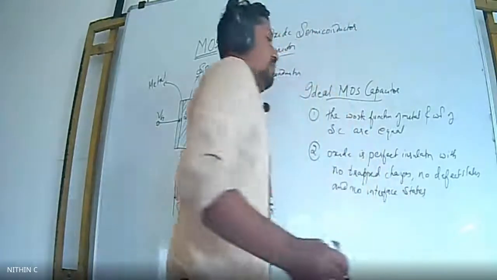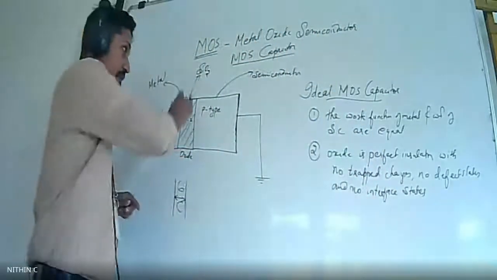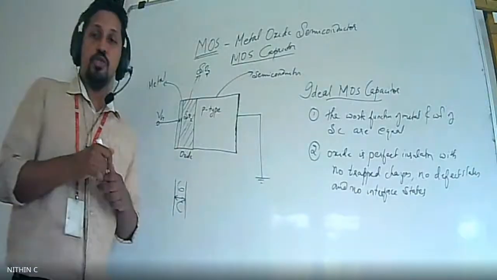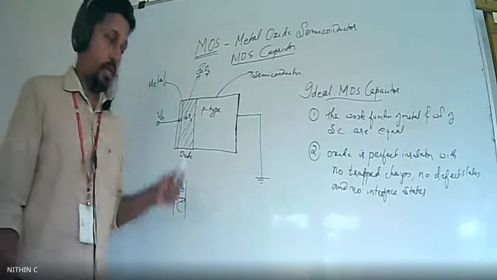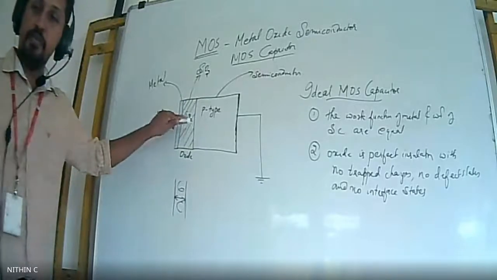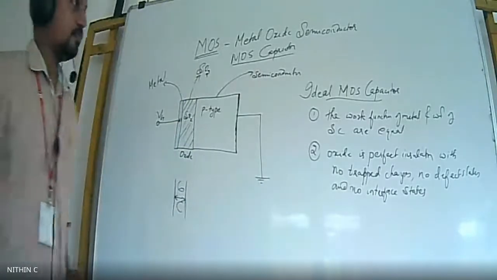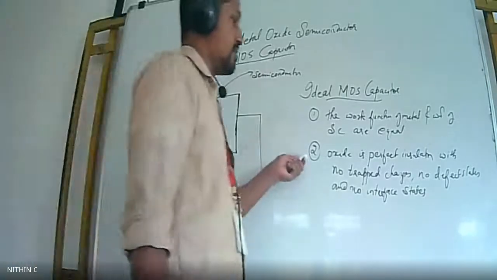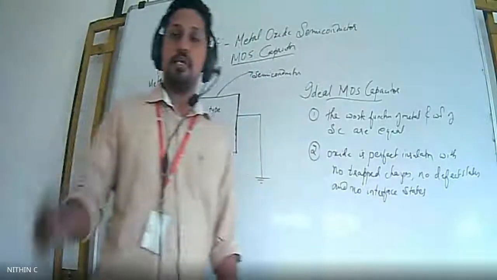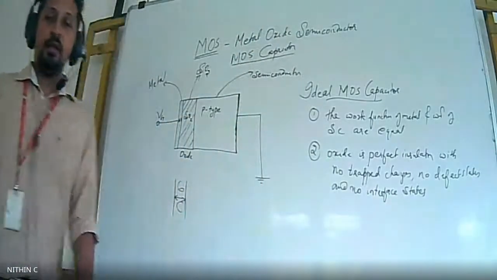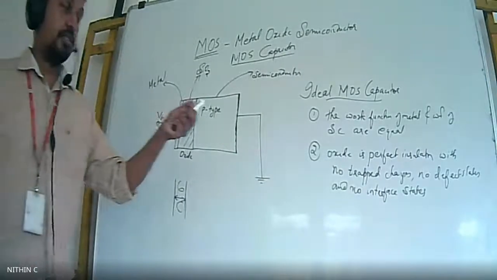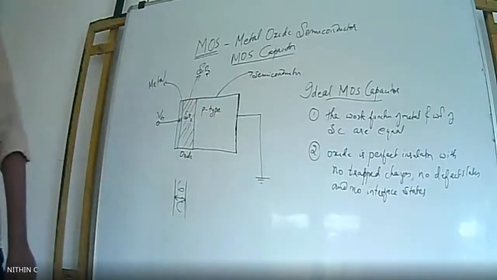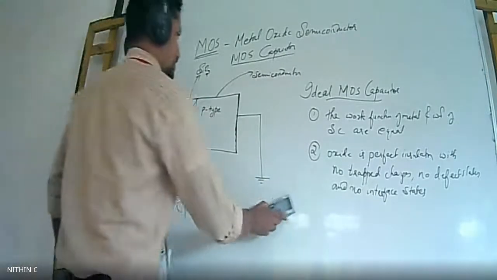That is, this oxide layer has to be a perfect insulator. There should not be any trapped energy states or energy levels. The oxide should behave as a perfect insulator. If these two conditions are satisfied, we can say that the MOS capacitor is an ideal MOS capacitor. These are the conditions for an ideal MOS capacitor.